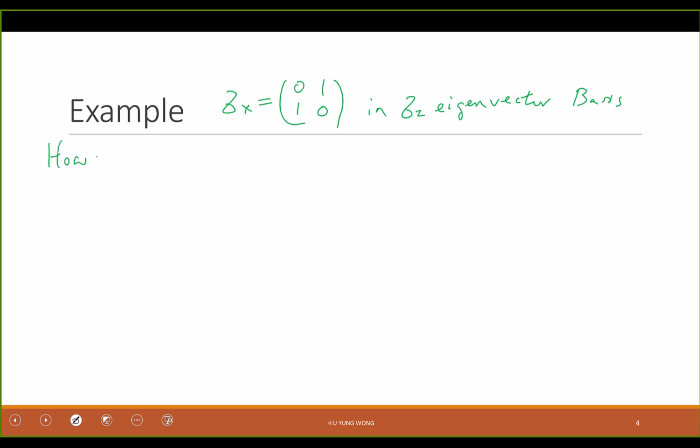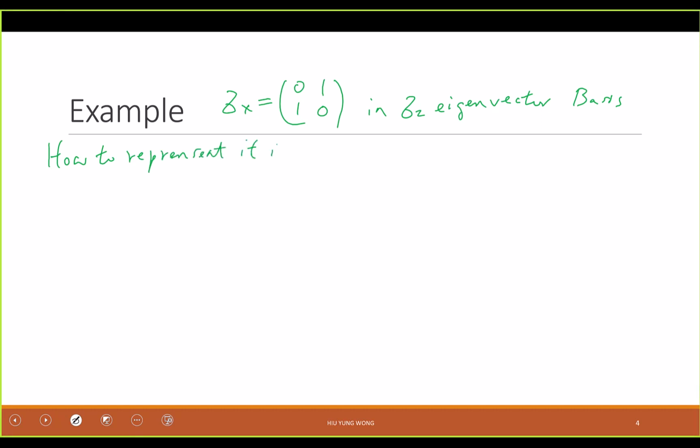How to represent it in the sigma x eigenvector basis, right? How do I represent it? Then what I need to do is to find out what are the eigenvectors, right? The basis. Now the basis is what?